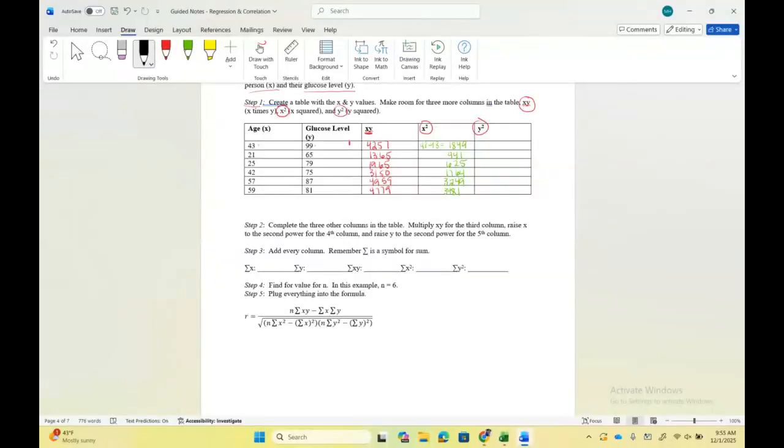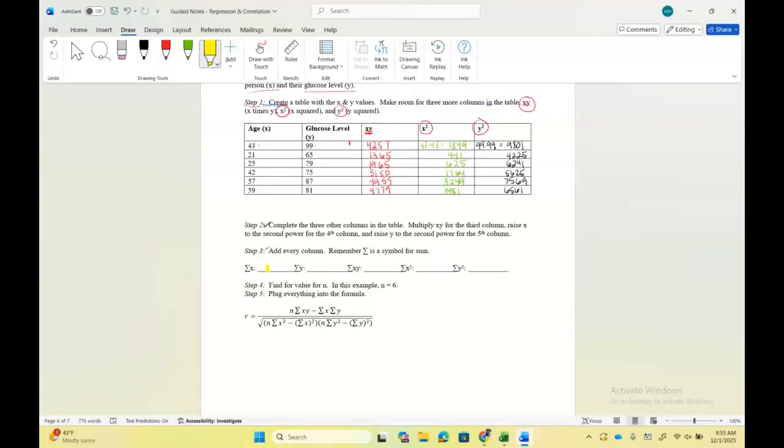And then for this last column, we're doing the same thing, but we're taking the Y values and squaring them. So for this first one, it's 99 times 99, and so on. All right, step 2, we actually already did that, complete the 3 other columns. Okay, so step 3, now we're going to add every column.